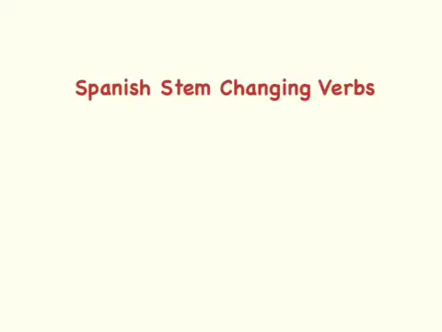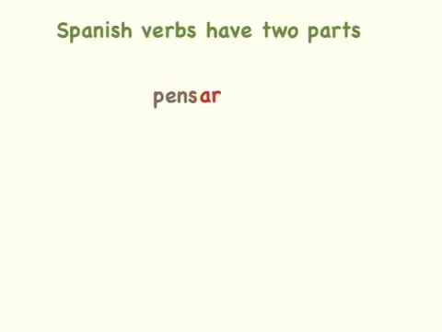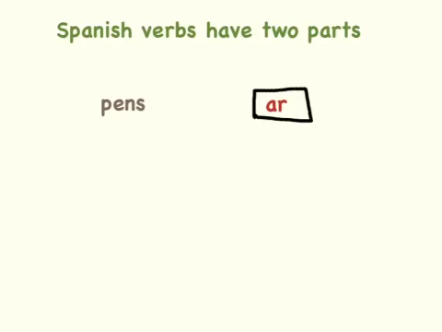In this video, we're going to discuss Spanish stem-changing verbs, specifically the E to IE stem-changing verbs. Now, Spanish verbs have two parts. They have the stem and the ending. Generally, the ending is the only part that changes.